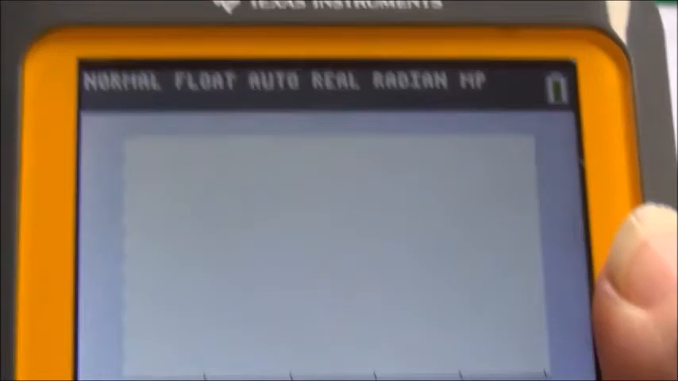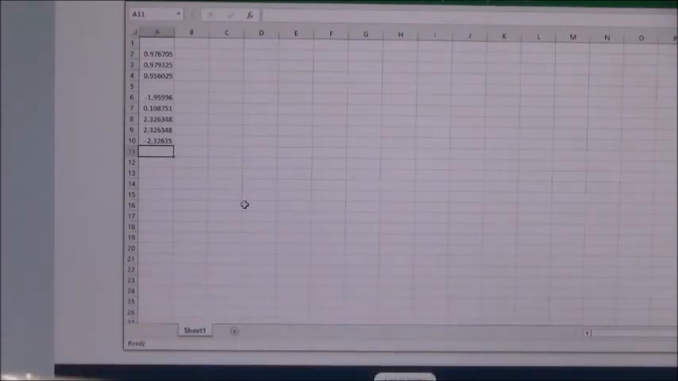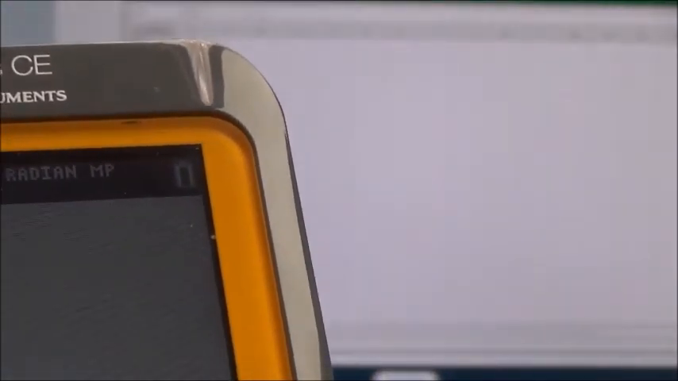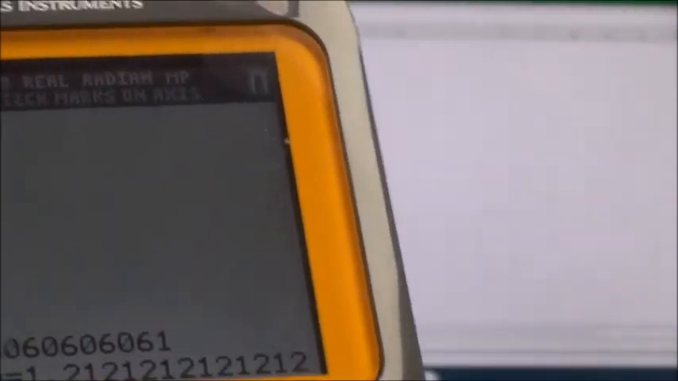Now, when I hit graph, I don't see anything on my screen because I have to change my window so that it is adjusted according to my values. So I'm going to adjust the X minimum and X maximum according to my data values. I'm going to hit window, and 5 was my lowest data value. So I'm just going to start it at 0. And 158 was my highest data value, so I'm going to put 160. And let's just use a scale of 10 and see if that looks okay.